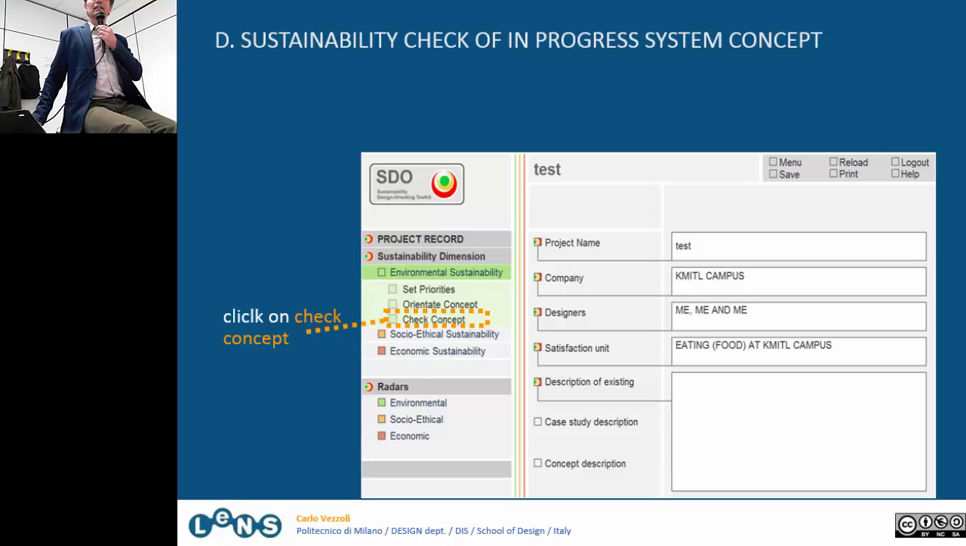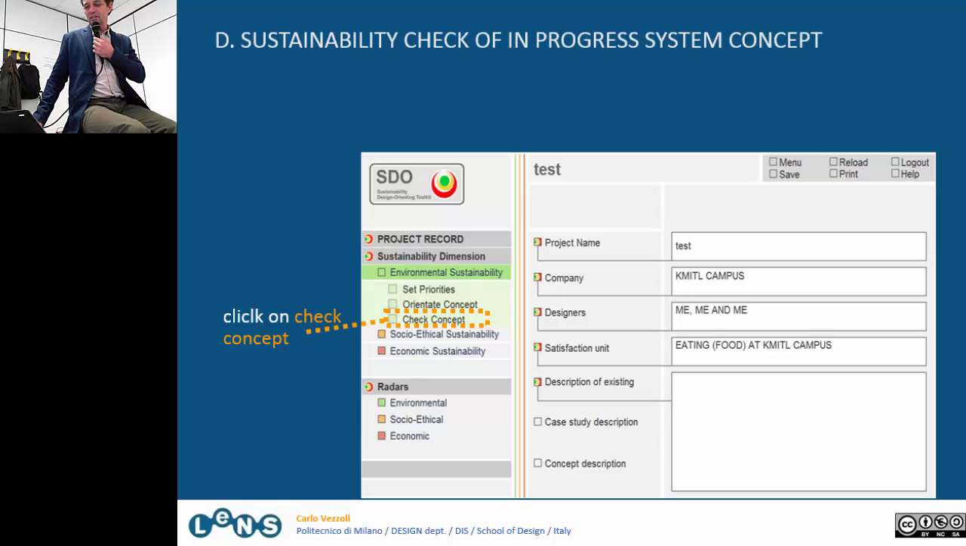Then you check the concept. So you get the idea, you cluster these, you will see other tools in a while, and you will work with our tools. Then you have a concept, a system concept idea. Okay, let's check it before going on. Let's check if this is environmentally and socio-ethically sustainable.